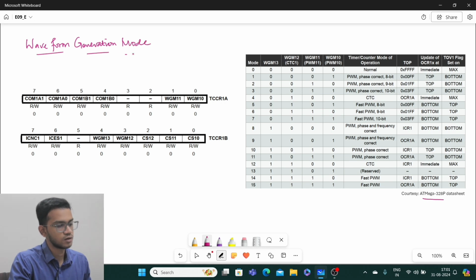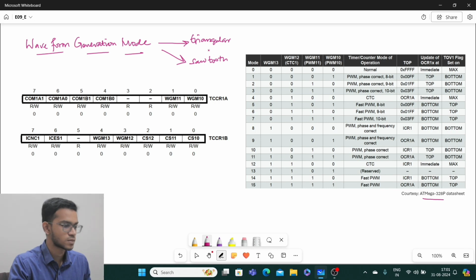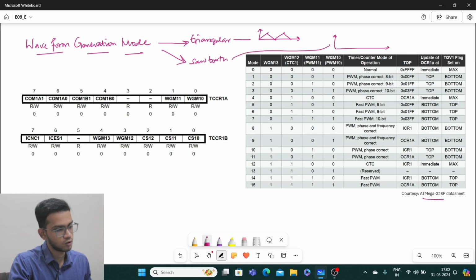What is the waveform which we want to generate? Basically, there are 2 waveforms which are used for producing PWM. One is a triangular wave, another is a sawtooth wave. Using either of these 2 waves, you can produce PWM. Now, this triangular wave production is something like this. If this is your x-axis, you start from here, go up, come down, something like this. And the sawtooth production is something like this. Go up, it will be in the form of ramps.